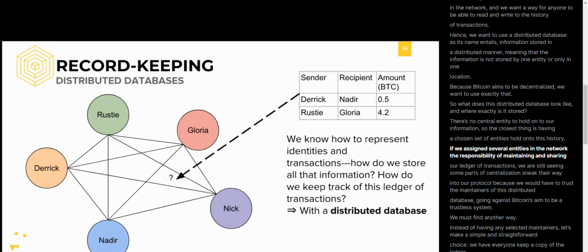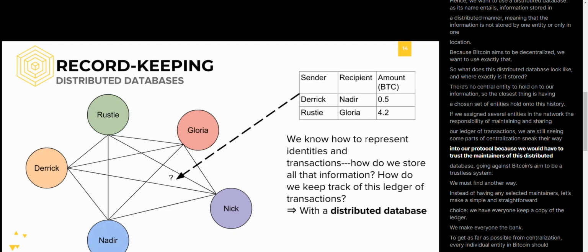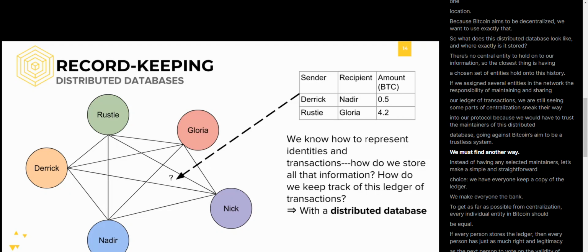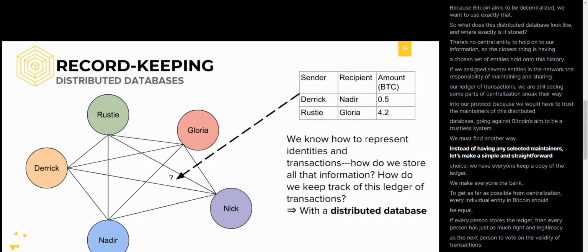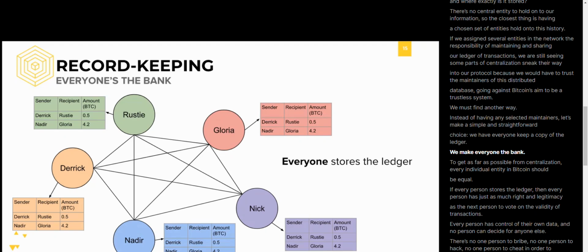If we assign several entities in this network the responsibility of maintaining and sharing our ledger of transactions, we're still seeing some parts of centralization sneak their way into our protocol, because we would have to trust these maintainers of this distributed database, going against Bitcoin's aims to be a trustless system, so we must find another way. Instead of having any selected maintainers, let's make a simple and straightforward choice. We have everyone keep track of the ledger, so we make everyone the bank.